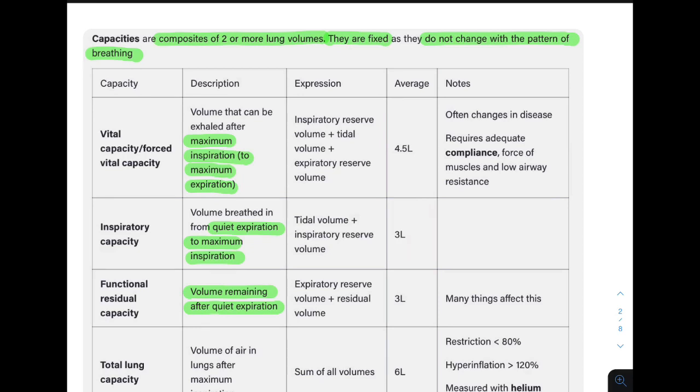Fine. And coming to vital capacity or forced vital capacity. See, maximum inspiration to maximum expiration. So you are taking in maximum inspiration and then you are giving out with maximum expiration using the accessory respiratory muscles for both inspiration and expiration. For this to happen you require good compliance, right? That is what he said. It requires an adequate amount of compliance and the force of muscles to work.